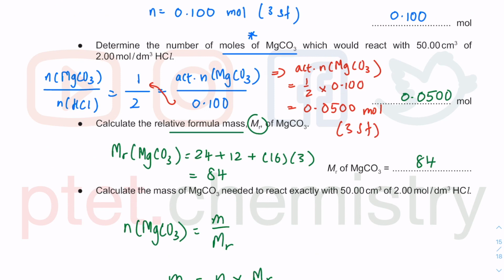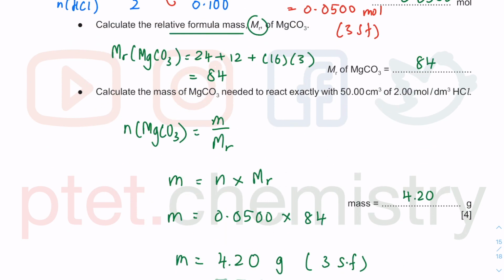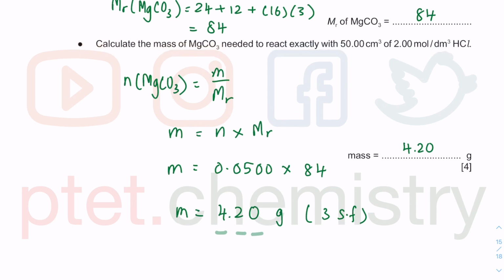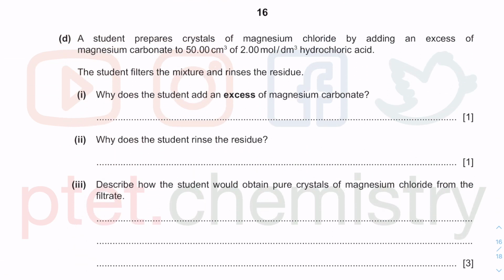But these were 3, 3, and 3 significant figures, and that's it really for this 4 marks question, which I think gets continued. Yes, there is a continuation to this question. In this part D, this student prepares crystals of magnesium chloride. You use excess of this magnesium carbonate because this is insoluble, so we can remove it by filtration later on.